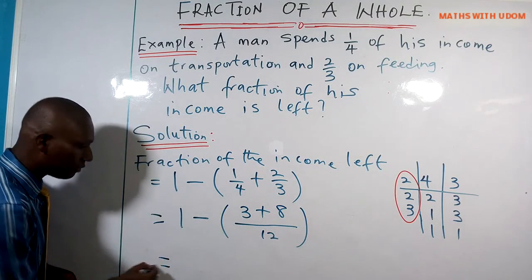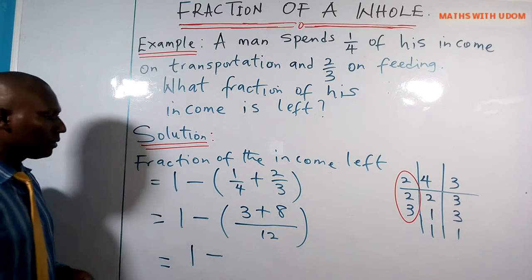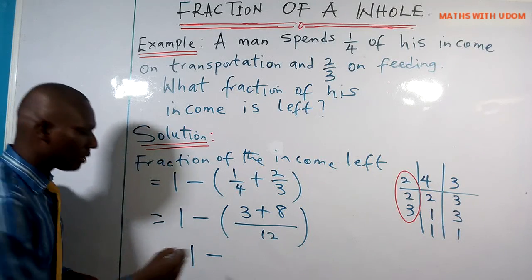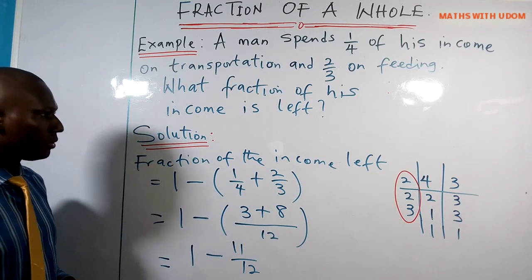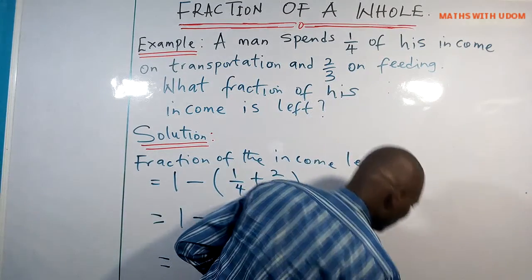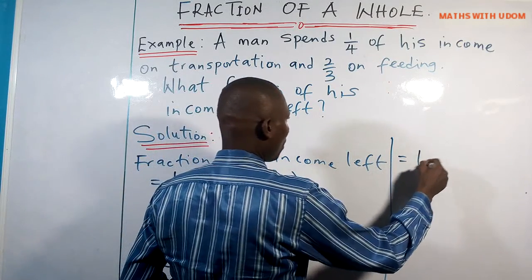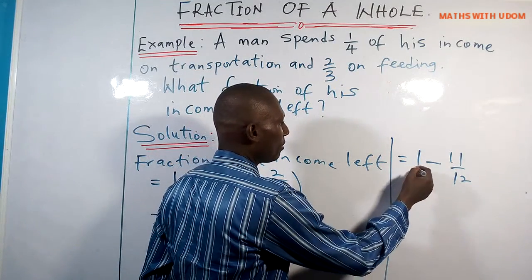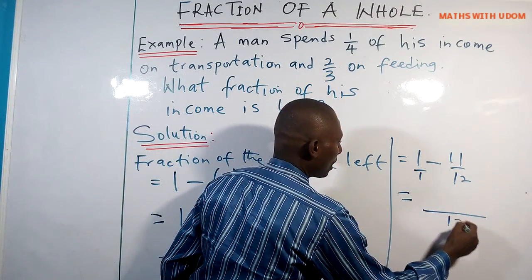So from there, we now have 1 minus 3 plus 8, which will give us 11. So we have 11 divided by our denominator 12. After you have done that, we continue from here. We have 1 minus 11/12. So find the LCM of 1 and 12, which is 12.